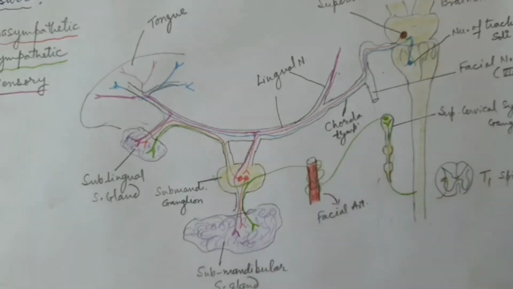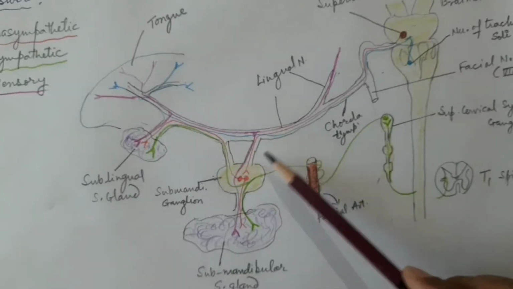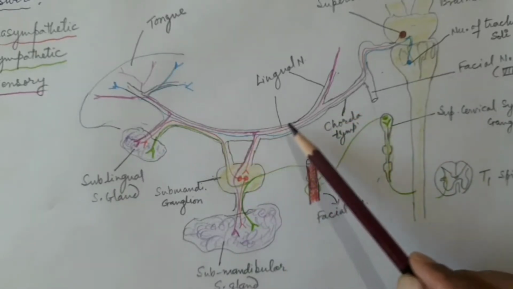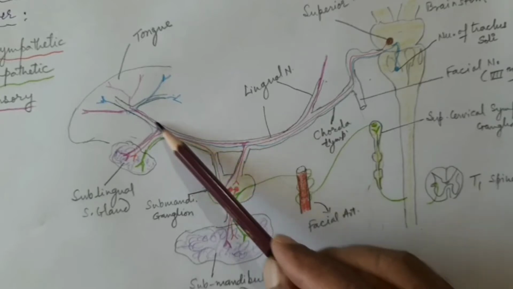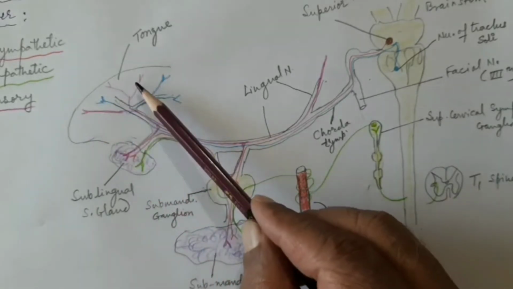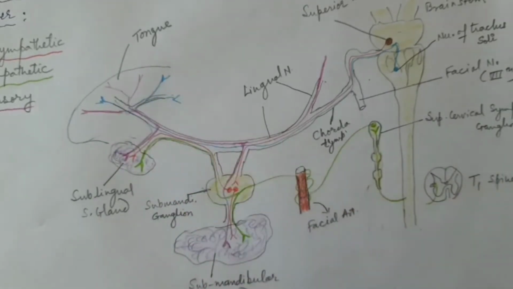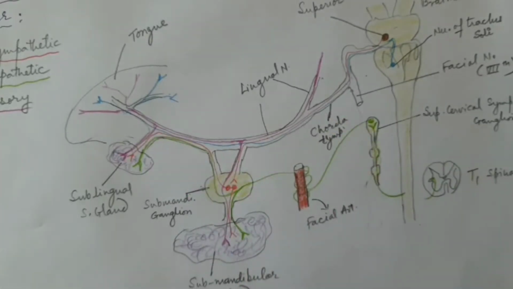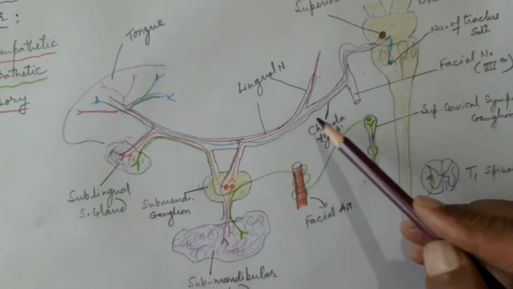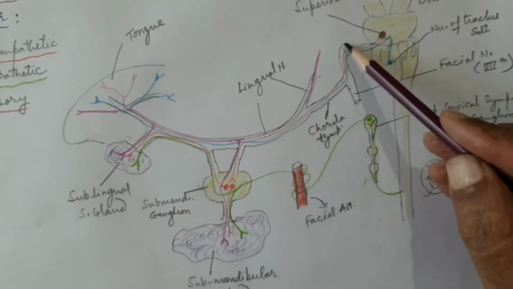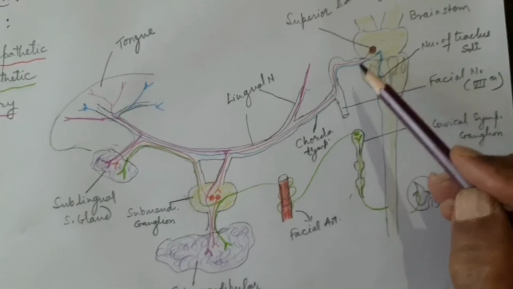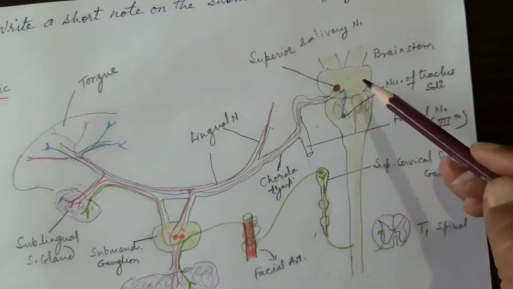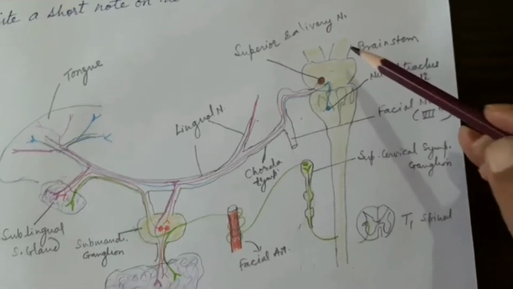So the preganglionic fibers are coming through the lingual nerve. This is the lingual nerve, which is going and supplying the tongue here. This part is the tongue, and to this it is supplying. Now the lingual nerve is joined by the nerve which is taking origin from the facial nerve. Let me explain the whole diagram first.